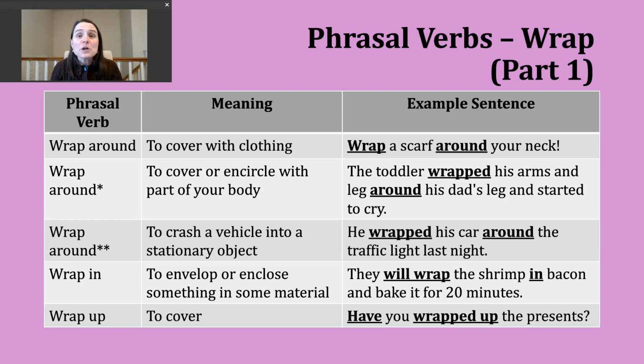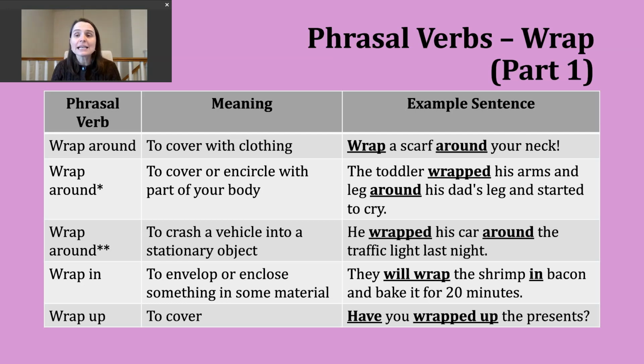Okay. Let's look at a third way to use wrap around. You might hear this used to talk about a crash, an auto accident. So it's where one vehicle crashes into a stationary object, something that is not moving. So we're not going to use wrap around if we're talking about two cars or two vehicles hitting each other, because those are moving objects in most instances.